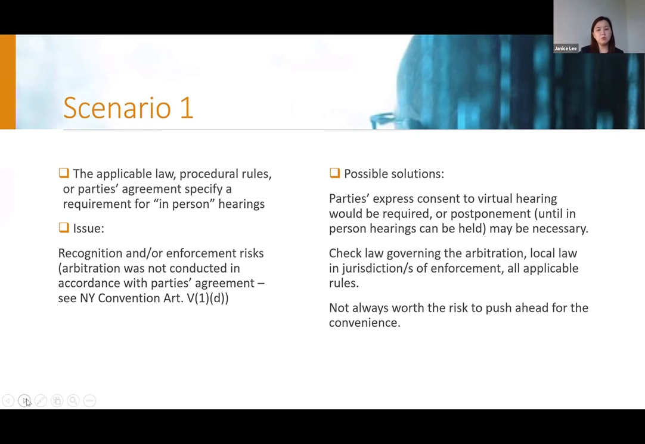And you check the applicable rules. So while it's great to have a virtual hearing because you do save a certain amount of costs and time, it may or may not be worth the risk of potentially risking your enforcement. So it's really a case-to-case basis, but that's one particular scenario that doesn't actually appear often in physical hearings, but which may appear in virtual hearings.